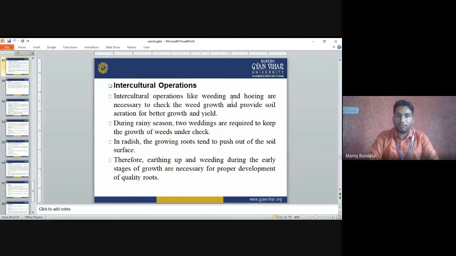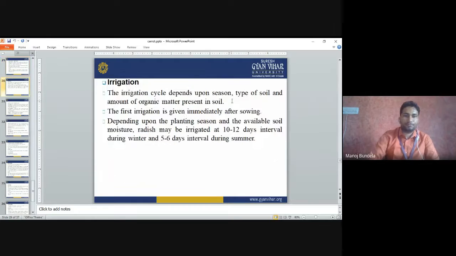In radish, the growing roots tend to push out of the soil surface. Therefore, earthing up is done. Earthing up is normally done when we go for weeding, because after that the roots will be exposed to the sunlight. So for that we have to do the earthing up. We cover the roots with soil so that proper roots and quality roots will be developed. If the roots are exposed to the sunlight, the color of the roots will change into a greenish color and it is not accepted by the consumers. So we have to go for earthing up.